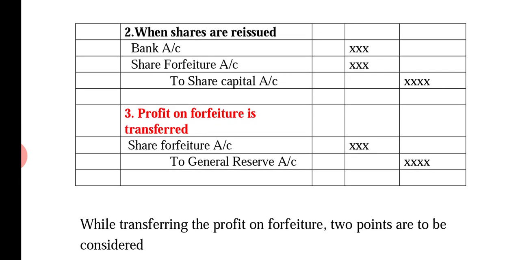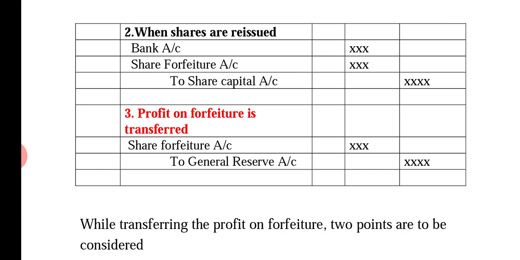When the shares are reissued to someone else, the installment basis is not adopted, so the lump sum method is adopted. That means we collect the total amount at a time. So bank account debit, share forfeiture account debit, and to share capital account credit. When you reissue the share, it is not reissued at a premium. Usually the shares are reissued at a discount only. So a 10 rupee share is issued to someone else for 8 rupees. You collect the 8 rupees from the shareholder, so bank account is debited 8 rupees.